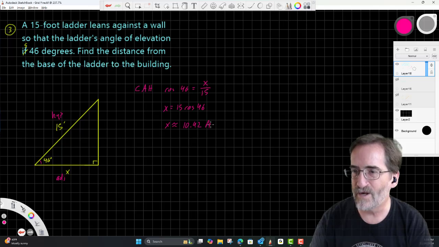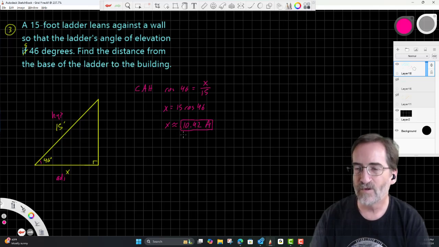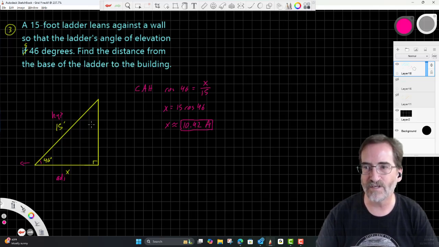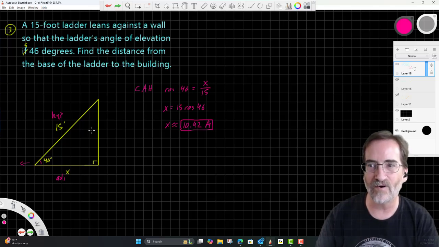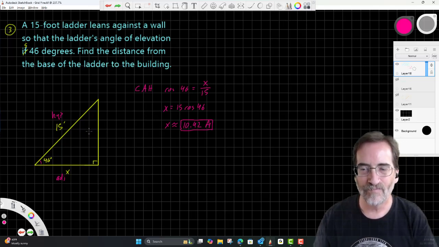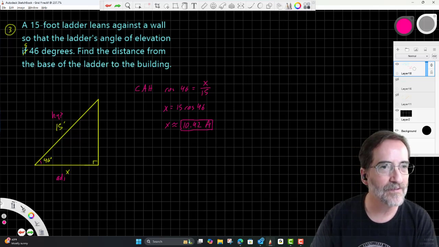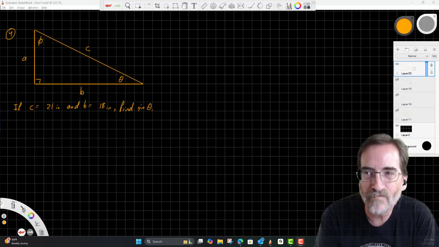out from the wall. And that is actually a very shallow angle to put a ladder up. Usually you want to put your ladder up a bit steeper. You run the risk of having the footing of the ladder slide out and the top of the ladder slide down the wall when you put it that far out away. Alright, that's number 3.